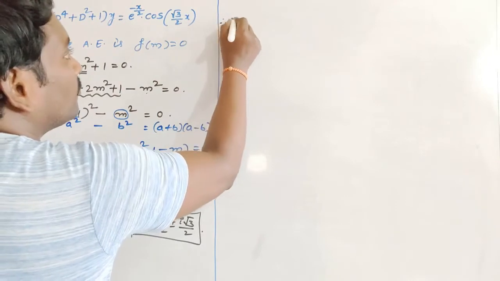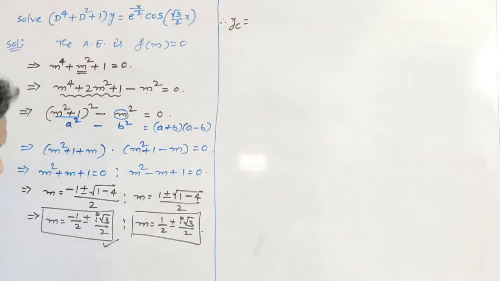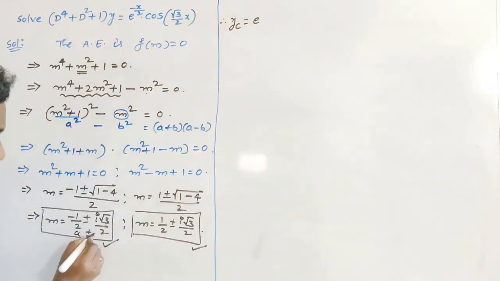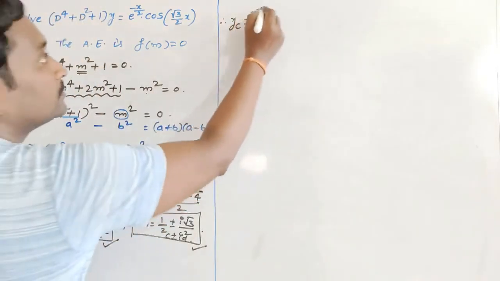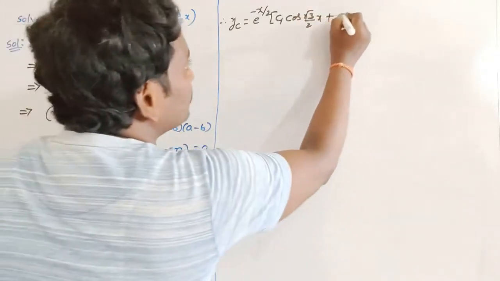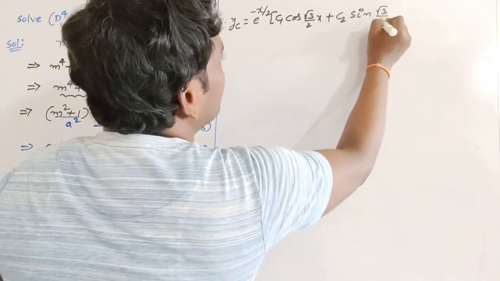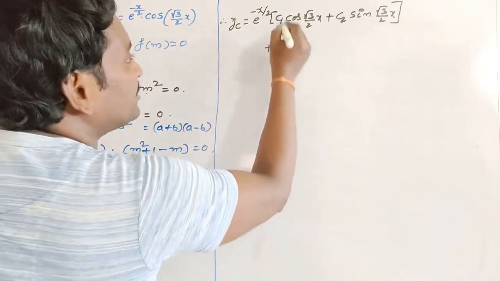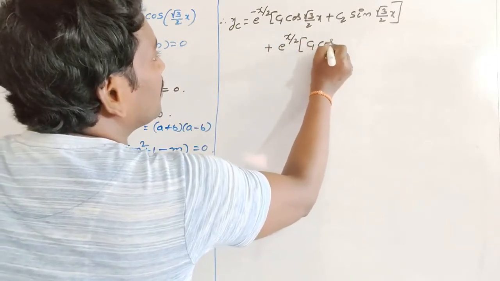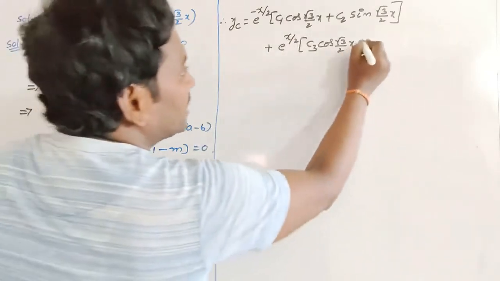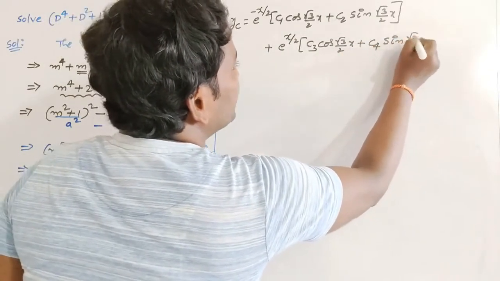So yc can be written as: first write the complementary function for this pair, after that write the complementary function for this pair. e^(-x/2), both are in the form of a ± ib, and you can say this is c ± id. So e^(-x/2) (c1 cos(√3/2 x) + c2 sin(√3/2 x)), b is nothing but √3/2, plus for the second pair e^(cx), c is nothing but 1/2, so e^(x/2) whole into (c3 cos(√3/2 x) + c4 sin(√3/2 x)), since c1 and c2 are used, so use c3 and c4 in order.